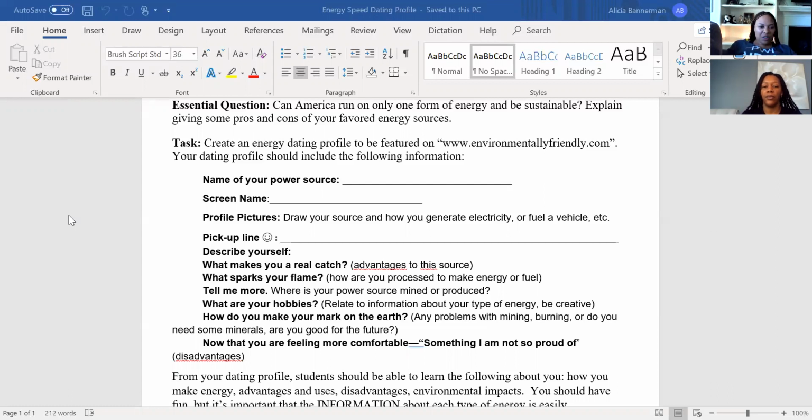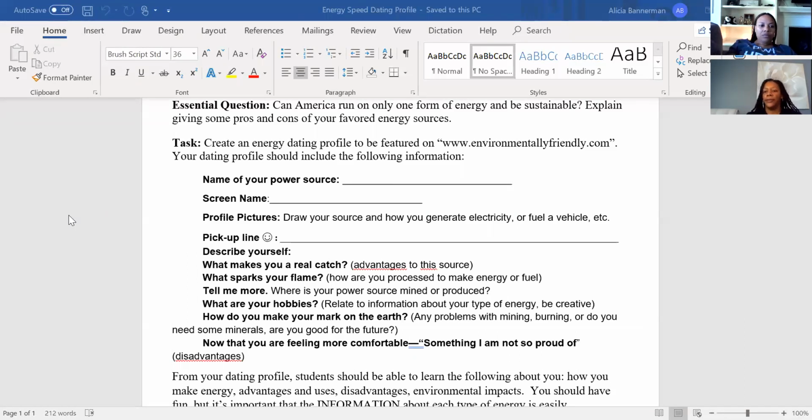Tell me more. Where is your power source mined or produced? That one's pretty general. What are your hobbies? So relay information about your type of energy source and be creative. We cannot stress enough that this needs to be a creative endeavor. How do you make your mark on the earth? Are there any problems with it, or is it helpful for the future of the earth? It all depends on which energy source you decide. Something that you're not proud of, so a disadvantage. If there's a disadvantage about making your mark on the earth, that might be the same disadvantage as something you're not proud of, but most of the time you can find something different for each one.